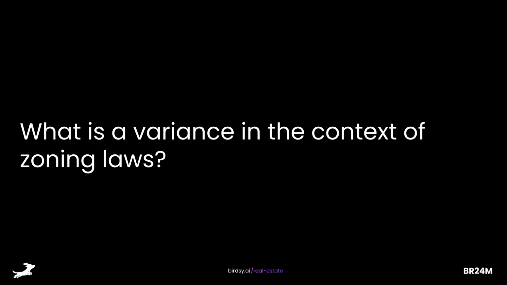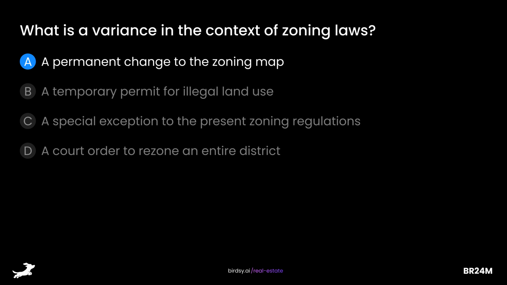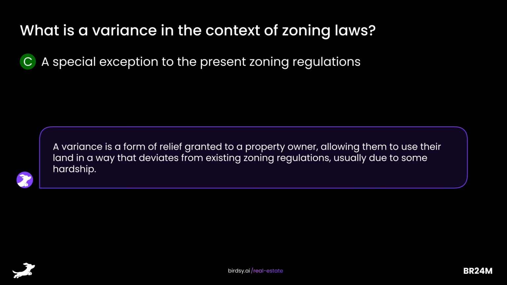What is a variance in the context of zoning laws? Is it A, a permanent change to the zoning map? B, a temporary permit for illegal land use? C, a special exception to the present zoning regulations? Or D, a court order to rezone an entire district? The answer is C, a special exception to the present zoning regulations. A variance is a form of relief granted to a property owner, allowing them to use their land in a way that deviates from existing zoning regulations, usually due to some hardship.